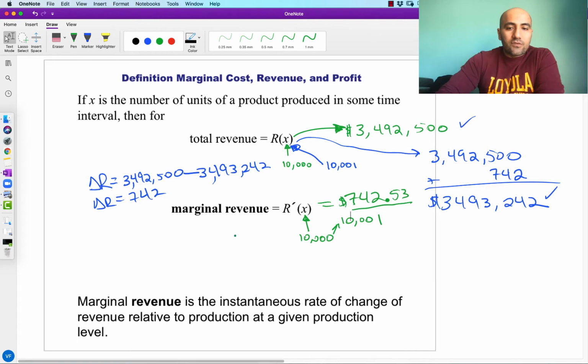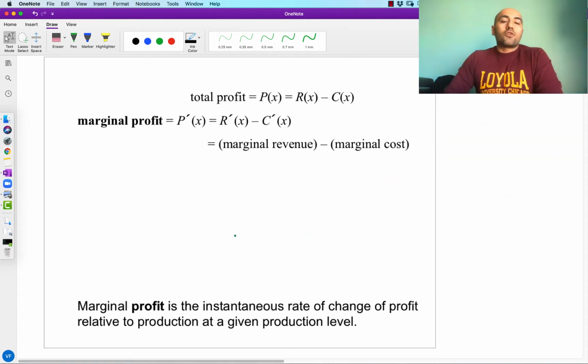Okay, so more definitions. Next, we look at profit. So the total profit is equal to the total revenue collected minus the total cost collected. So P of X is usually what we use to represent the total profit. And then, of course, if we take the first derivative of P of X, that's going to be equivalent to the first derivative of R of X minus the first derivative of C of X. So this gives us the marginal profit. Okay, so the marginal profit is the instantaneous rate of change of profit relative to the production at a given level. Okay, so we input X as the production value, and we get all of these different equations.